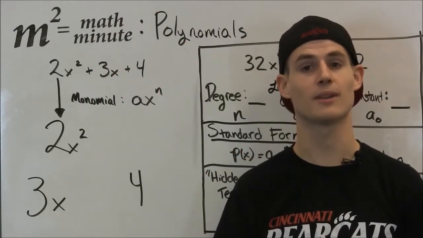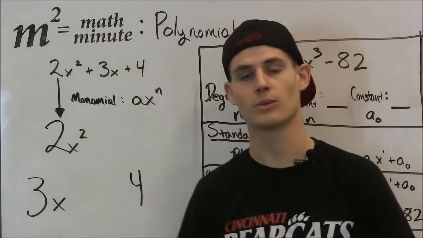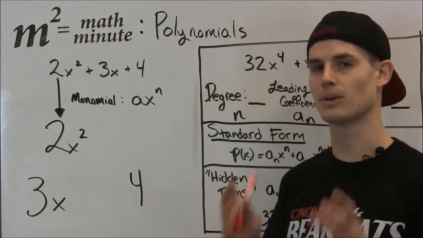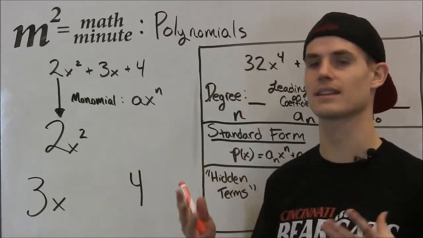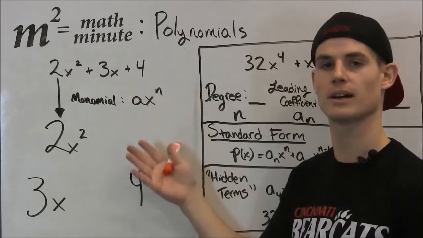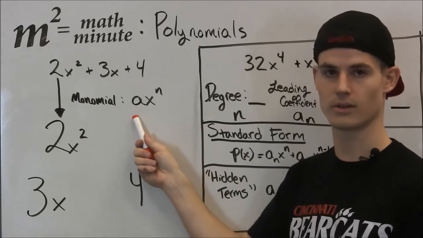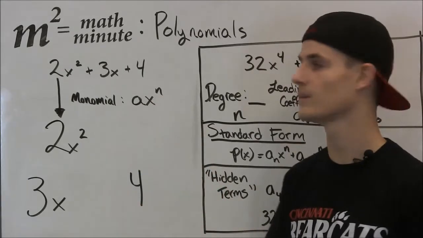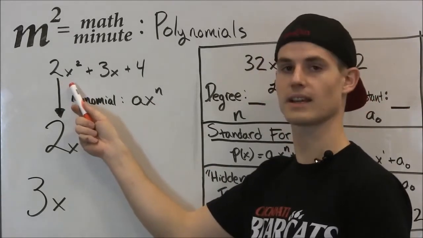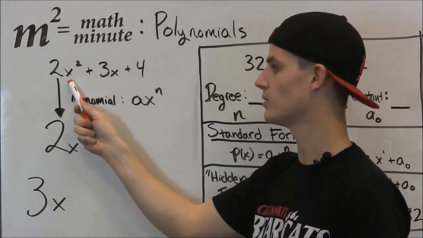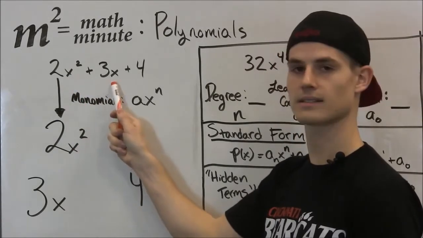My name is Adam, and today we're going to talk about polynomials. A polynomial is multiple monomials. It consists of multiple different terms called monomials. This is what a monomial is: a is a constant, or a coefficient, and n is some power. So this consists of three monomials: 2x squared, 3x, and 4.